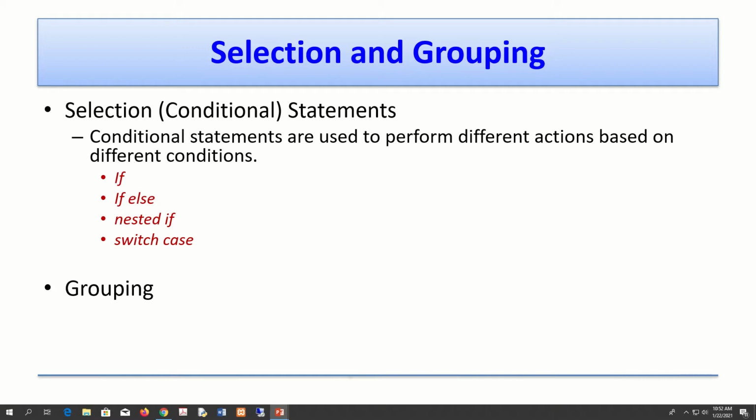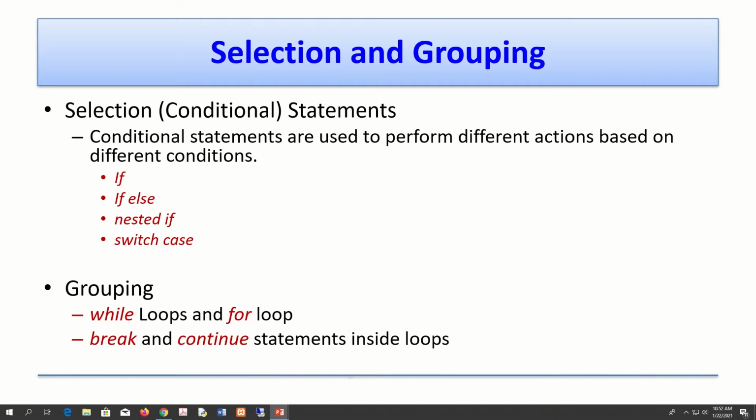And then next one is grouping, right? So in grouping there are two main loops, while loop and for loop, and in addition to that we have break and continue statements inside the loops, right? Actually in this course I'm going to discuss only if else and nested if else, right? Or we can study all those things in programming course, right? That is selection statements and loops, right?